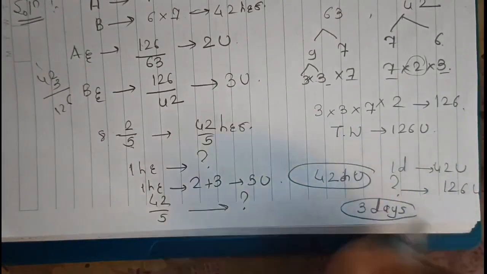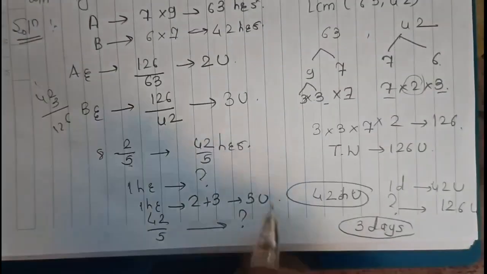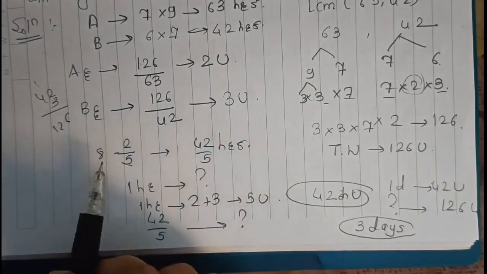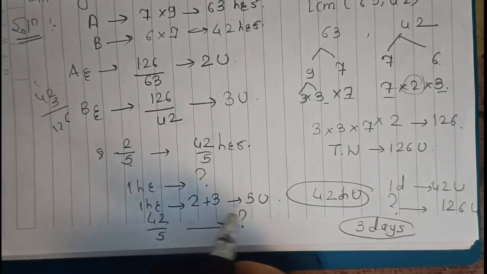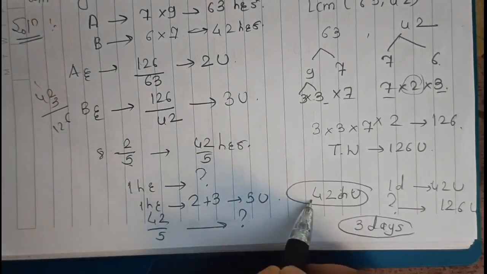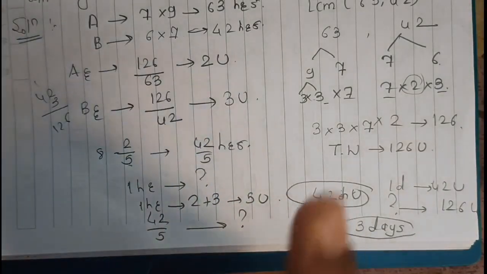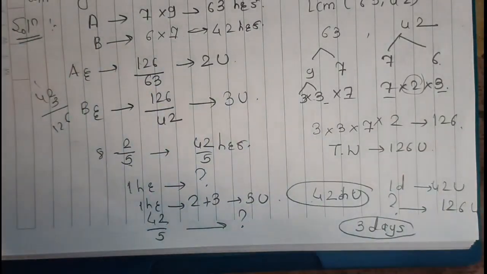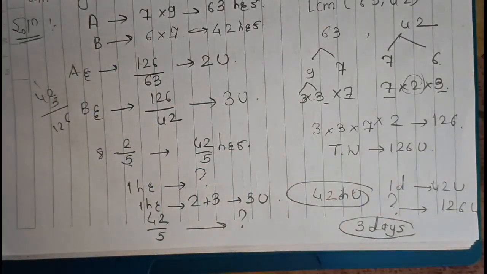Now initially what we have found out here is this 42 by 5 hours. In 42 by 5 hours, how much are they doing, which is 42 units, right? And this is their 1 day work. Why? Because in 1 day they are working for 42 by 5 hours. So in how many days will they complete 126 units, which is 3 days, working for 42 by 5 hours in each day.